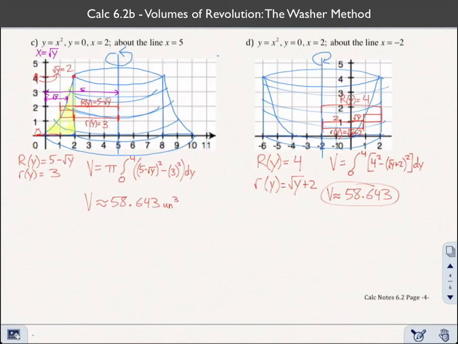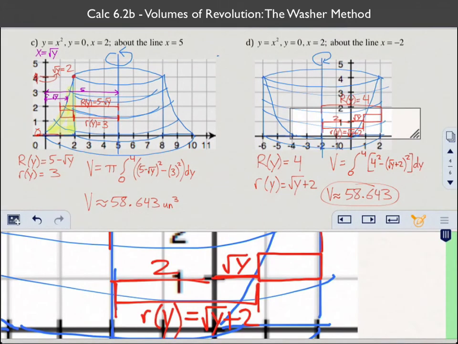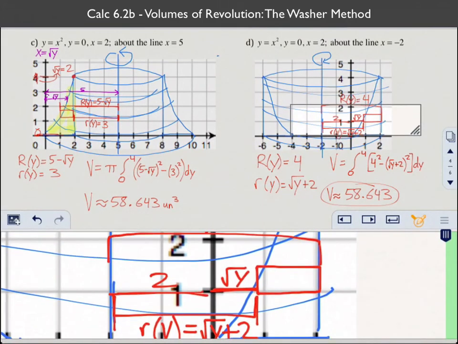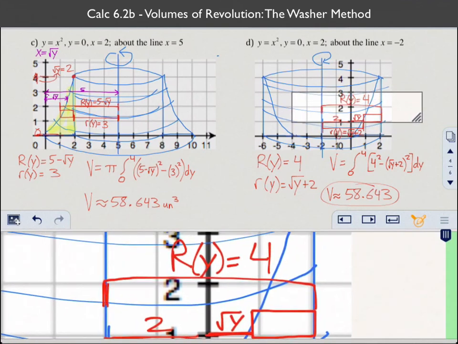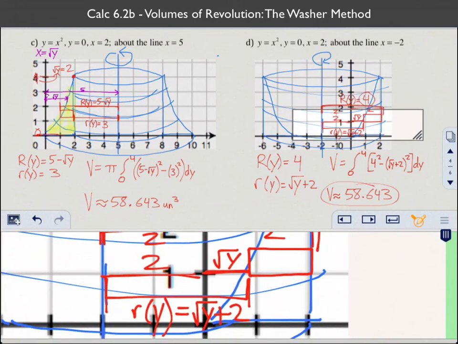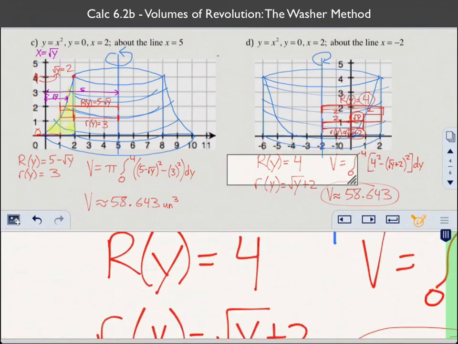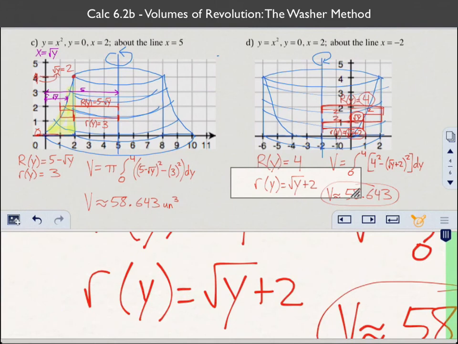Alright, welcome back. So go ahead and take a look at your drawing. You should have horizontal rectangles here. And if you want to find capital R of y, that distance is just going to be from here to here. And notice that this was 2, and this is also 2, so we got 4 there. And then if we're looking for lowercase r of y, again, the distance from here to here is 2, and then from the y-axis to our function is going to be the square root of y. So if we add those together, we get the square root of y plus 2. So again, capital R of y was 4, lowercase r of y was the square root of y plus 2.